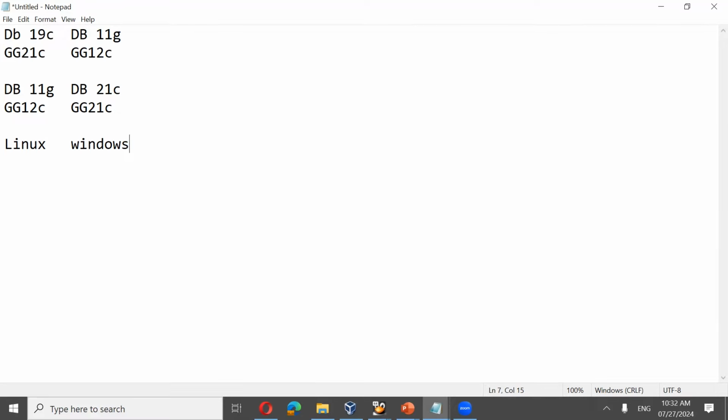Until GoldenGate version 18C, there was some restriction that if your source is on big endian and target is on small endian, there was an issue. But going forward, there is no issue. No, that was different. Forget about big endian and small endian. That was about your GoldenGate also being able to run from a remote server. So that was different. Okay, forget about that part. I don't want to discuss it right now because of time constraints.